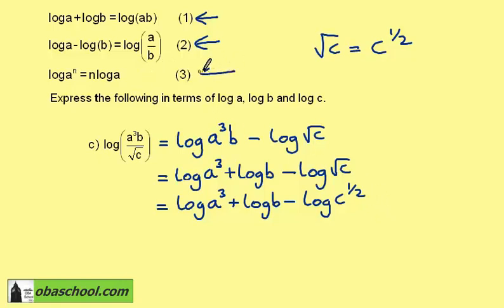We can then use this law to bring the powers down in front, and this gives us 3 log A plus log B take away 1/2 of log C.